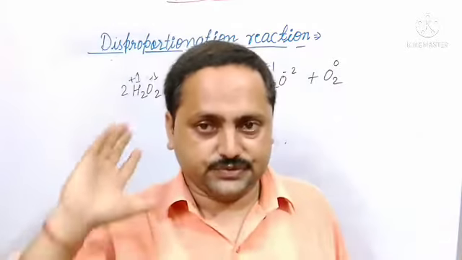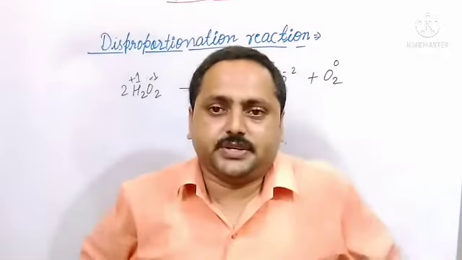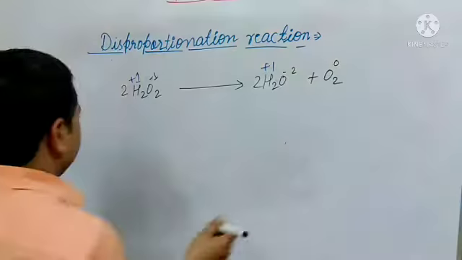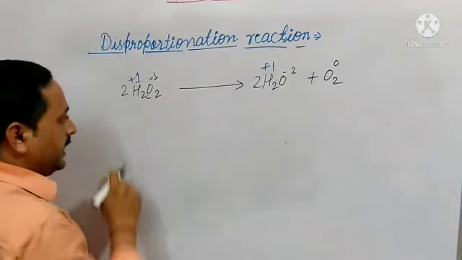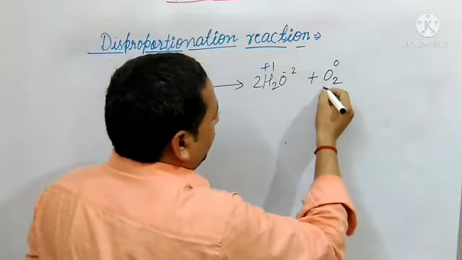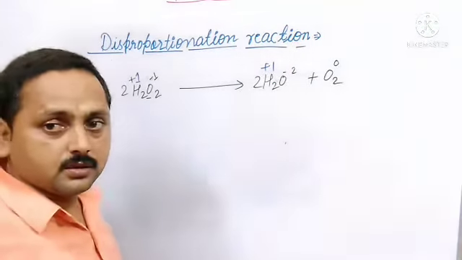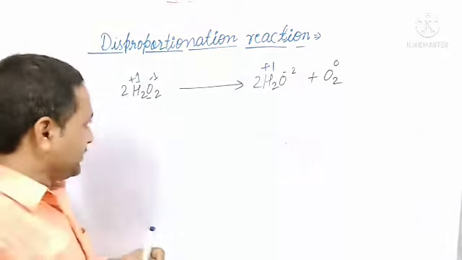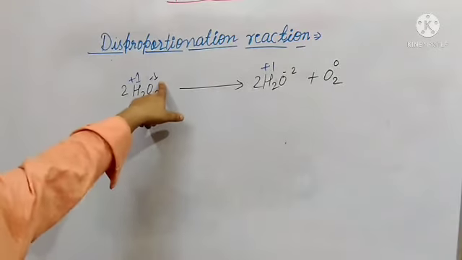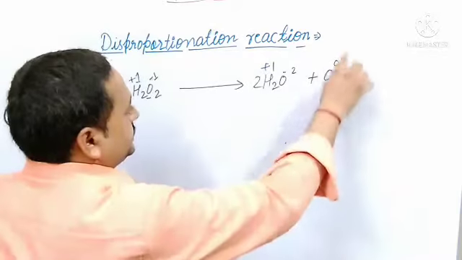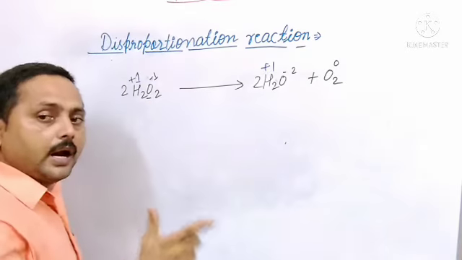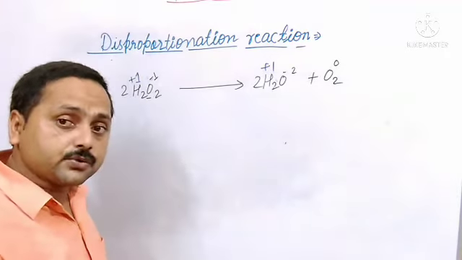So this is a special type of reaction. What is special? Let us see here. You may see the oxidation state of oxygen in peroxide is -1, in H2O it is -2, and in O2 it is 0. You did not notice? Again, see. Something special is there. What you have noticed is that the same element is showing oxidation as well as reduction.